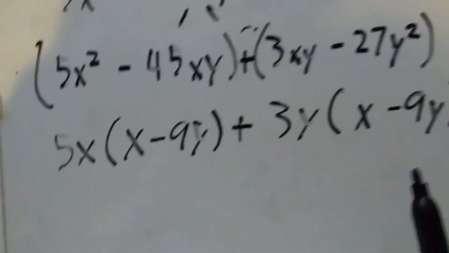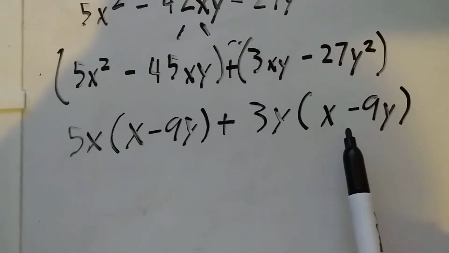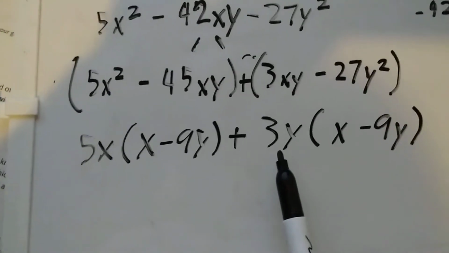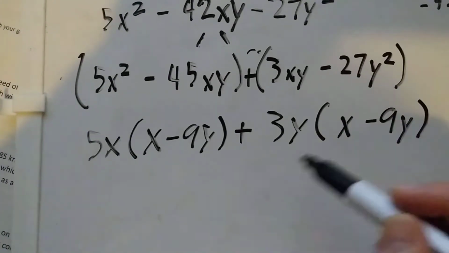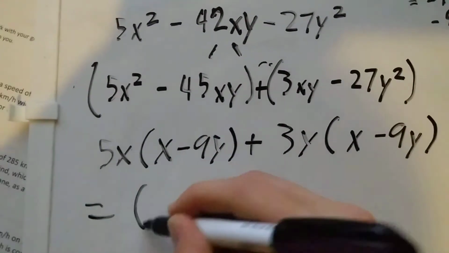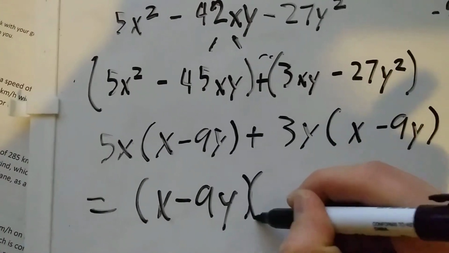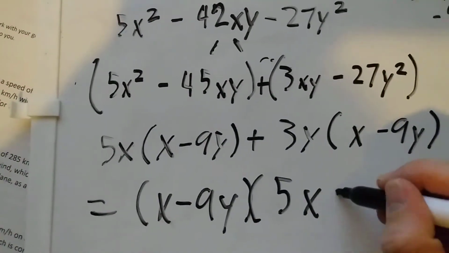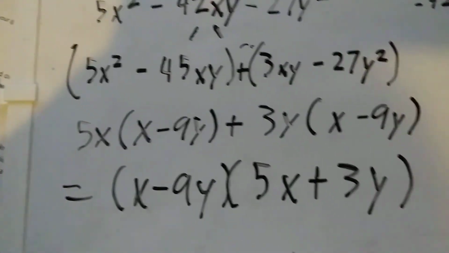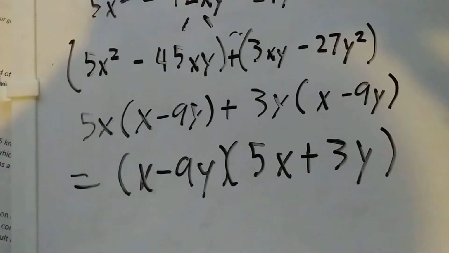9y inside. And when you're doing these equations, both these brackets should be the same, so we know that it's correct because they're the same. And then you take your remaining terms here, and they make up the other bracket. So your final answer is going to be x minus 9y, and in your other bracket is 5x plus 3y. So yeah, that is factoring a trinomial with two variables.